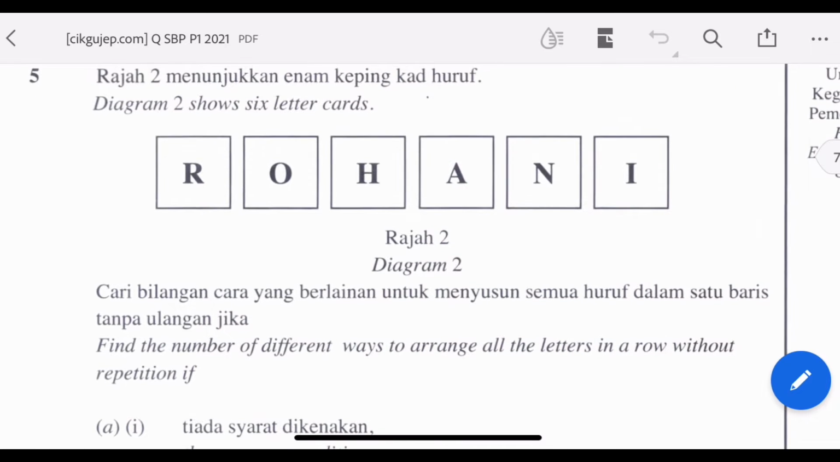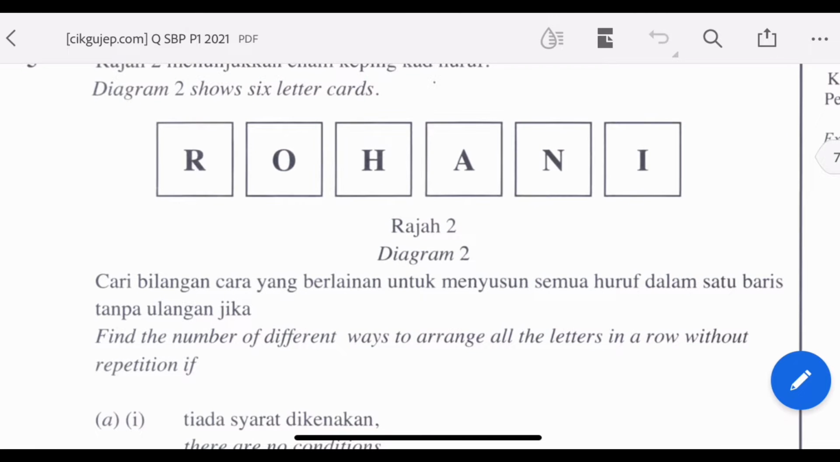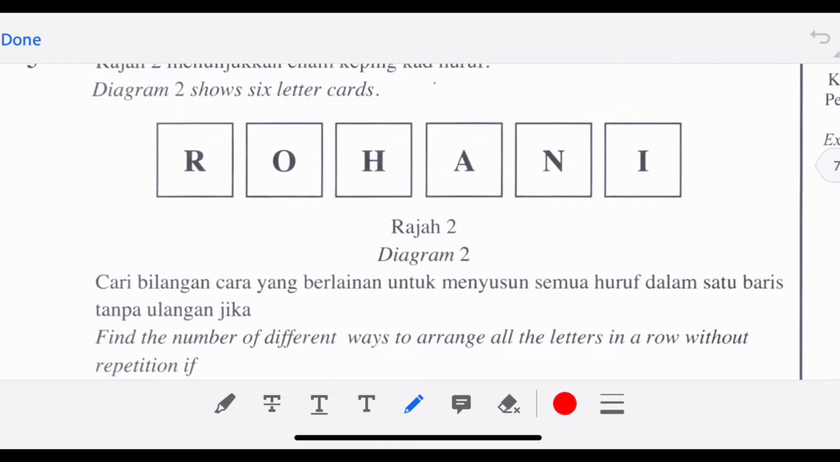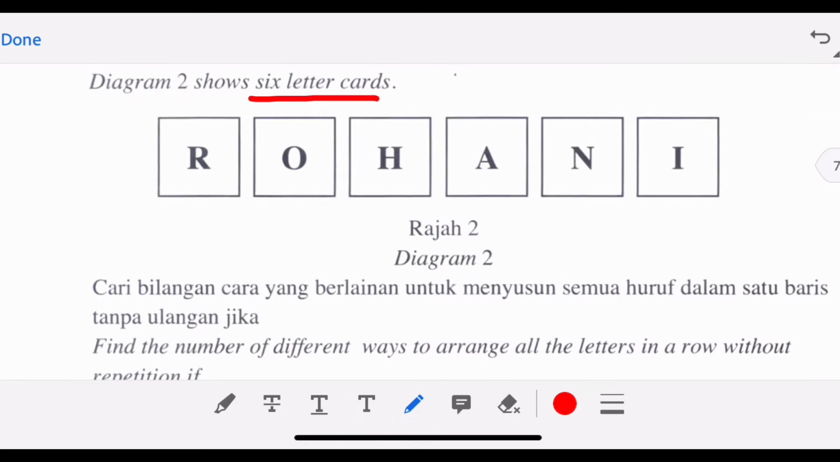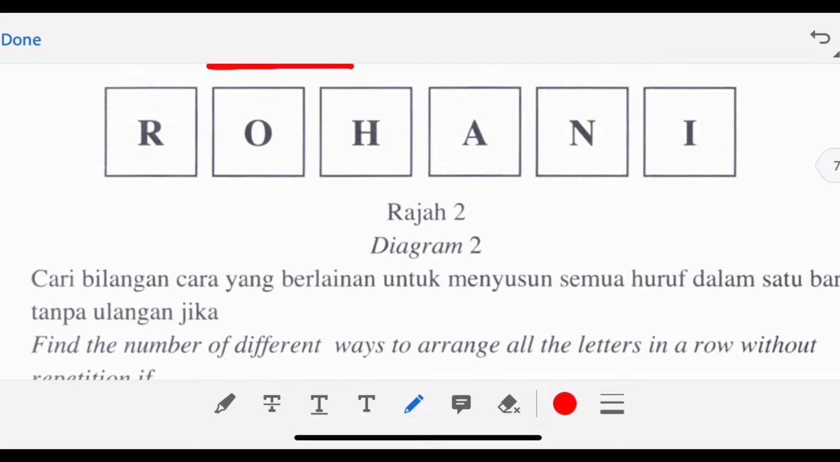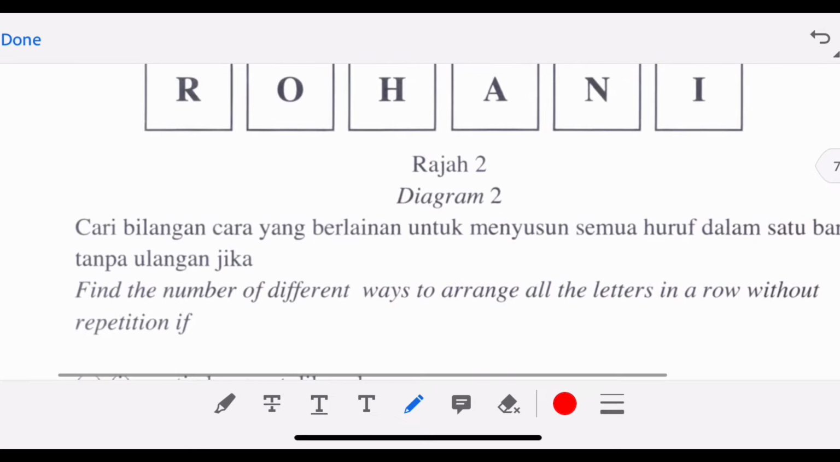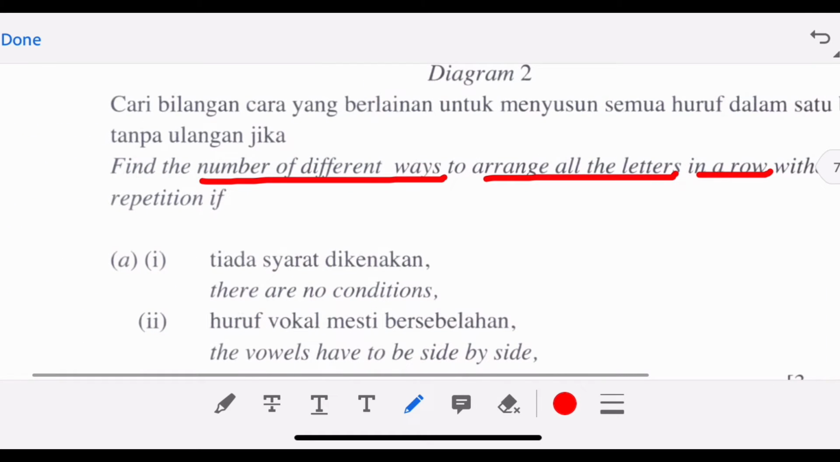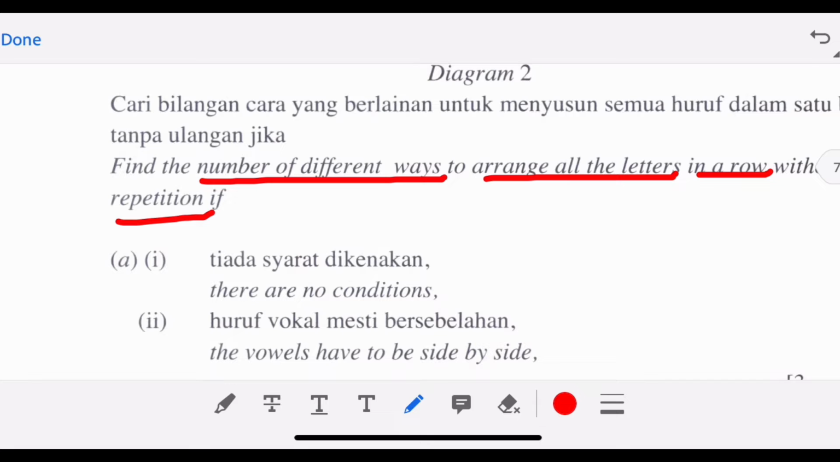Continue with question number 5. Diagram 2 shows 6 letter cards R, O, H, A, N and I. Find the number of different ways to arrange all the letters in a row without repetition. If, number 1, there are no conditions.